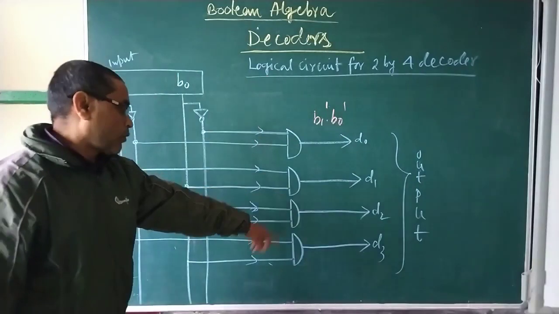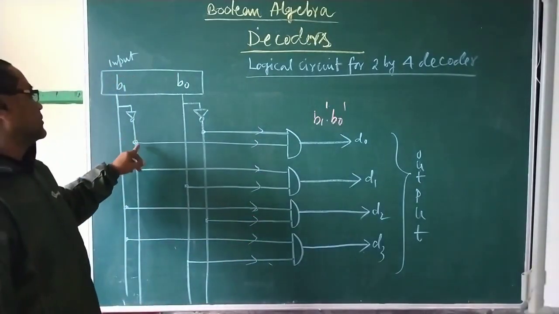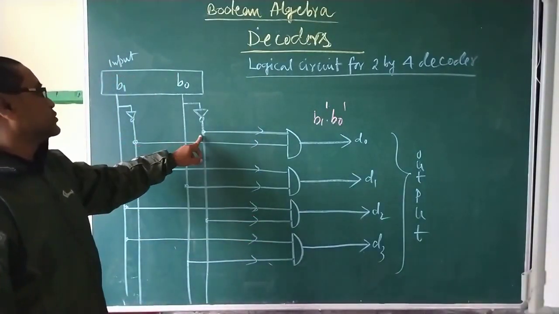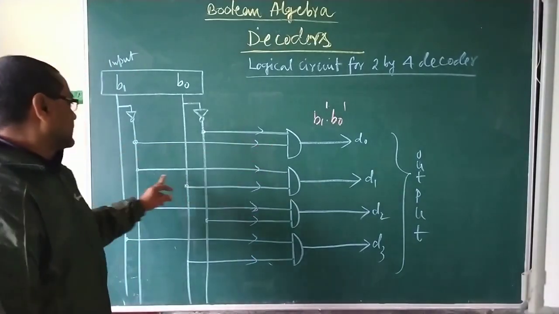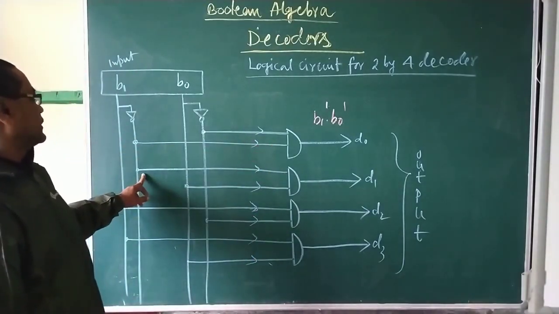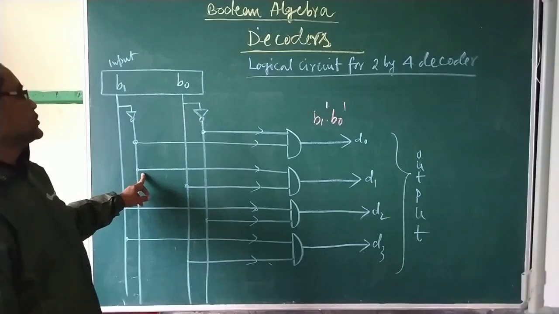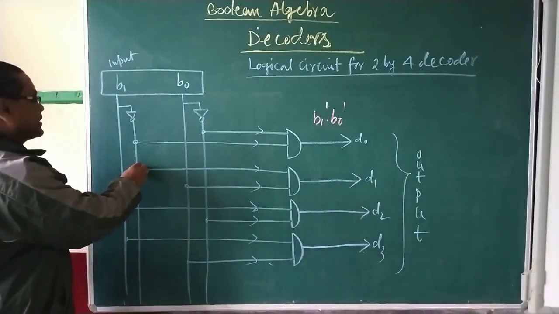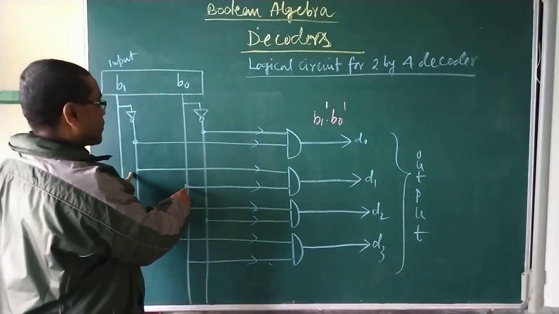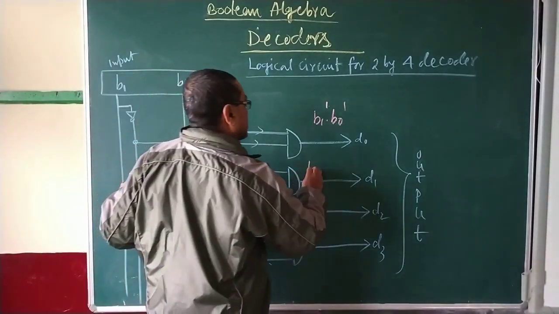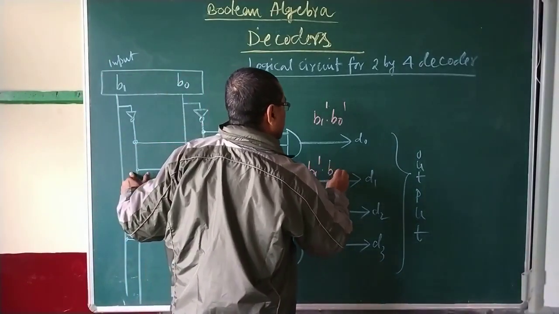So this is the AND gate, all four are AND gates. So this is the NOT, B1 NOT and B0 NOT. So this is passing. Then here it is D1 equal to B1 complement and B0. B1 complement means we are taking from here, and B0 is in normal form. Here it is B1 complement and B0.